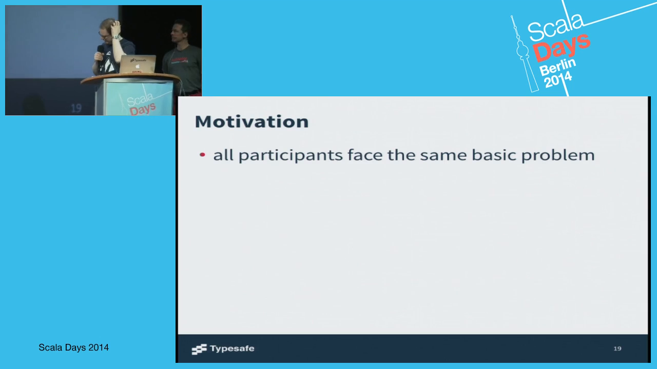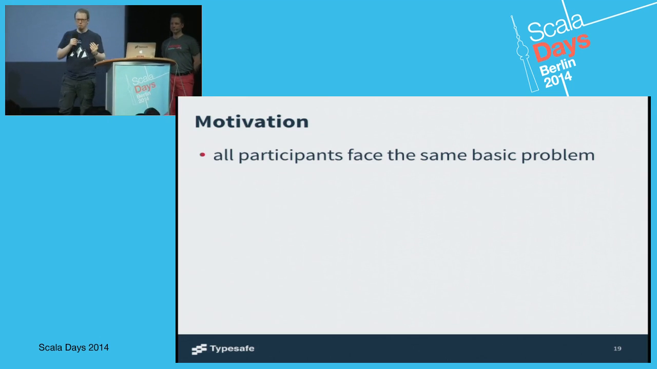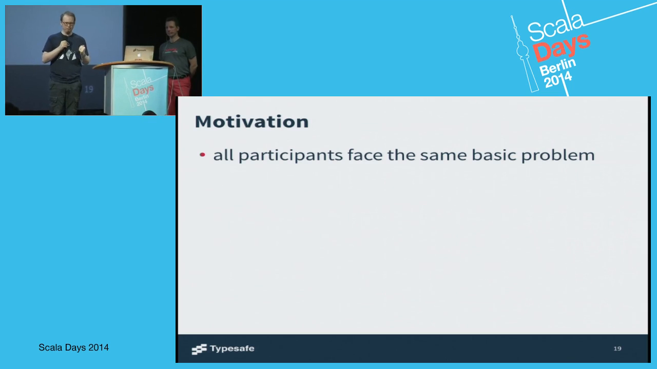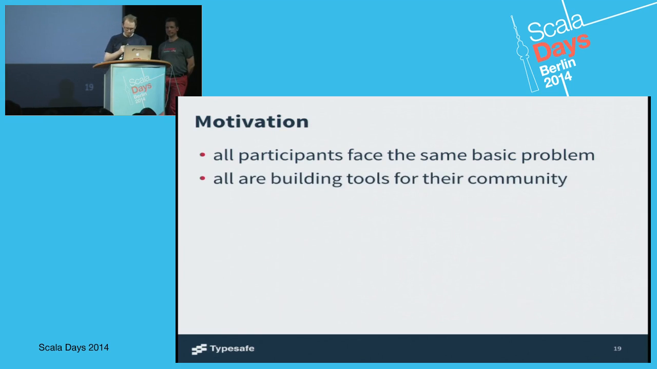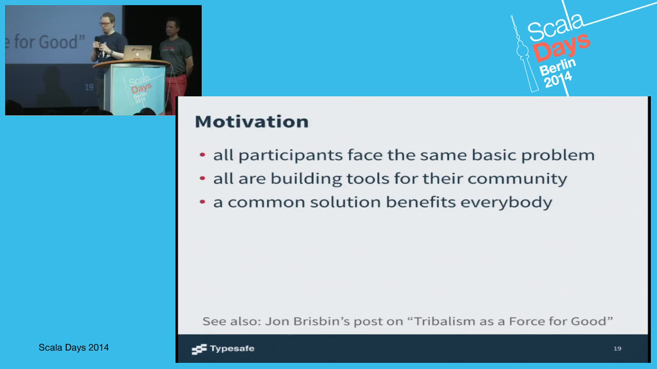So, what is it? How does it work? Well, essentially, we all face the same problem. We have this asynchronous boundary. We have these things that we try to connect together, and we need to do that in this non-blocking, non-lossy, non-infinite memory way. And we're all building tools for our communities, right? So that's a good thing to have in common. So a common solution would essentially benefit everybody, right? So if we can agree on how we would do this, then we can interoperate, right?